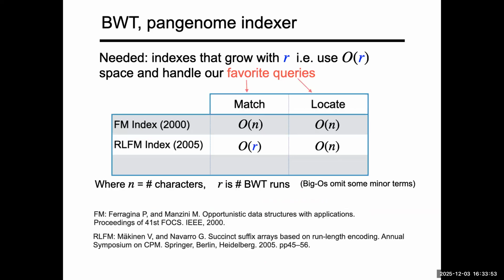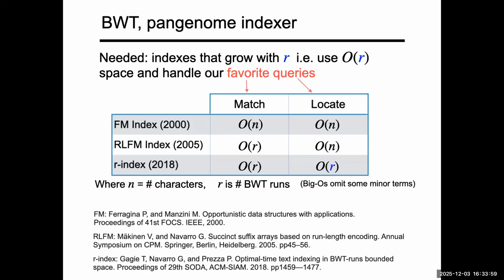So hopefully, maybe it'll only take another 5 years to do the locate query, but nope, took longer than that. Took another 13 years. And it was actually only about 7 years ago that we finally had the theory that told us how to do both the match queries and the locate queries in an amount of space that was proportional to r. And it was at this point that the theory finally was opening the door to our ability to really index these pangenomes and benefit from the fact that we get these amazing compression ratios when we use the Burrows-Wheeler transform.